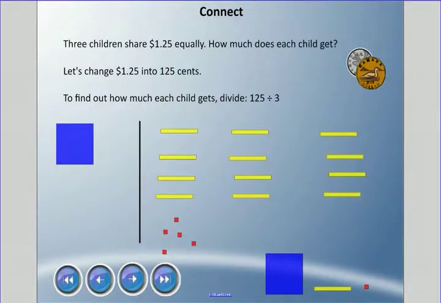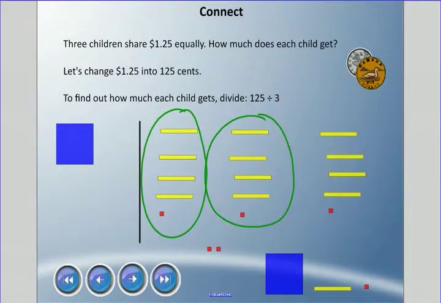Now I have to divide these equally. I got a problem here. I have 2 ones left over. Can I divide that? No, I can't. So what we're going to do is we're going to say these are our 3 equal groups. And remember, a rod equals 10. So 1, 2, 3, 4 plus 1. So 41. Each child is going to get 41 cents, but there's 2 cents left over.